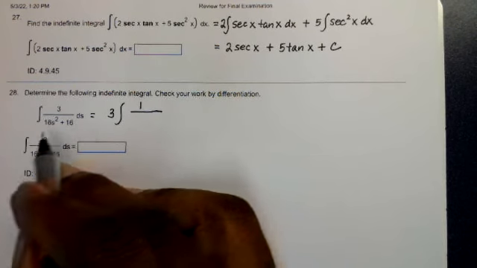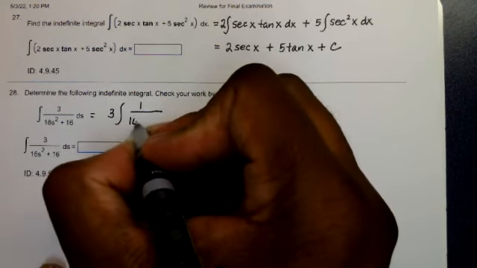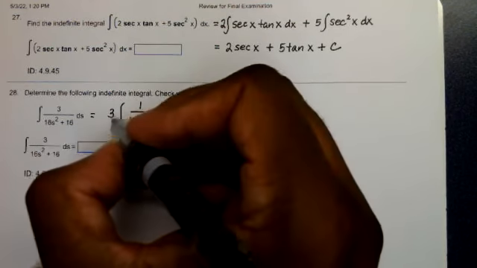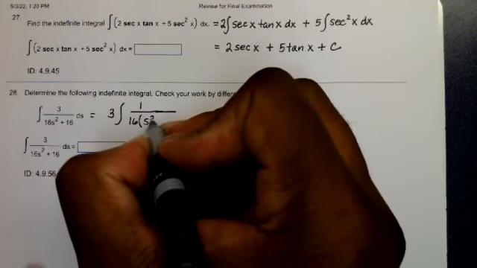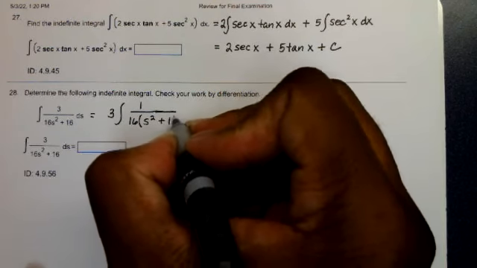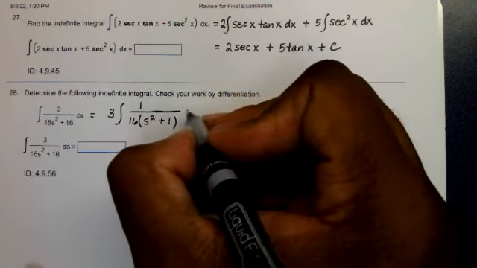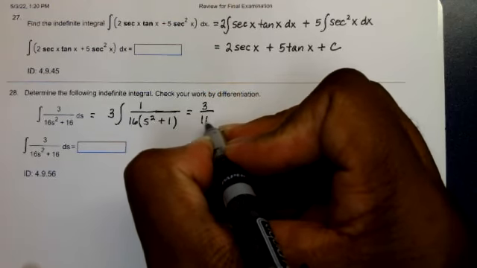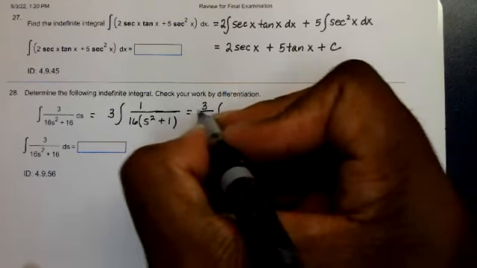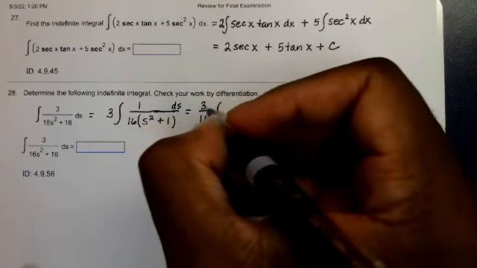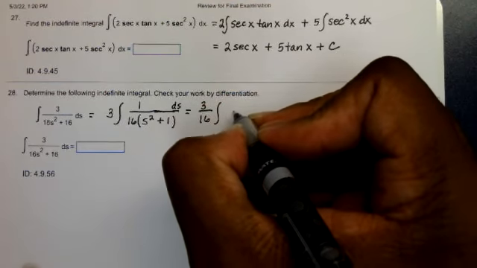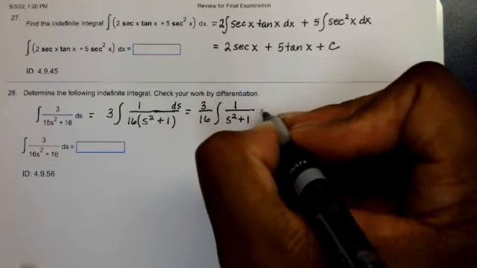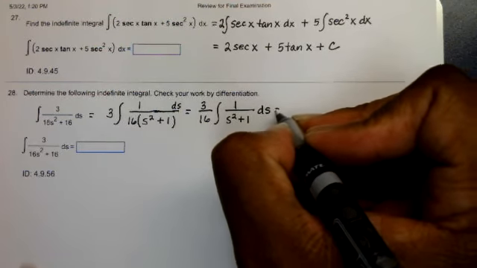There's a common factor there, which is 16. Let's take the 16 out, factor out the 16. Then 16s squared divided by 16 would just be s squared, plus 16 divided by itself would be 1. And I also can pull the 16 out as well. So it'll be 3 over 16 times the integral of, I need to include the ds there, the integral of 1 over s squared plus 1 ds.